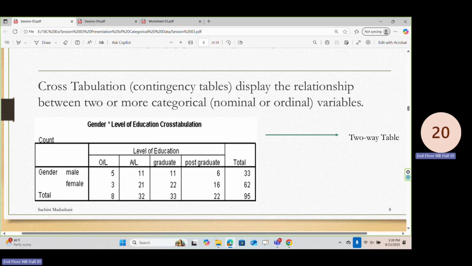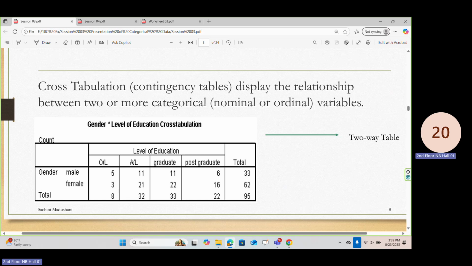Otherwise, this table also represents the total values. Looking at this table, tell me how many respondents are there? Total number of respondents? 95. Okay, then total female respondents? 60. So you can clearly identify the total values also using the tabulation form, which summarizes this data.